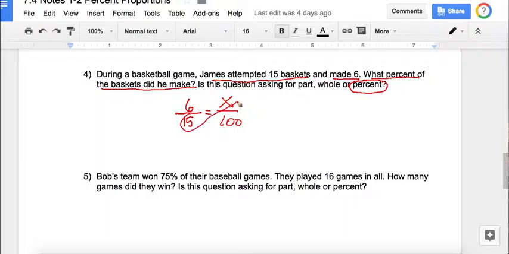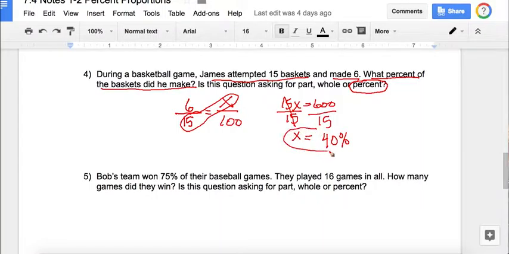So now 15 times x is 15x. 6 times 100 is 600. I divide both sides by 15. 15 divided by 15 is a 1 in disguise, and so x equals 40%. So write in 40%. And again, if you forget the percent sign, it is incorrect.